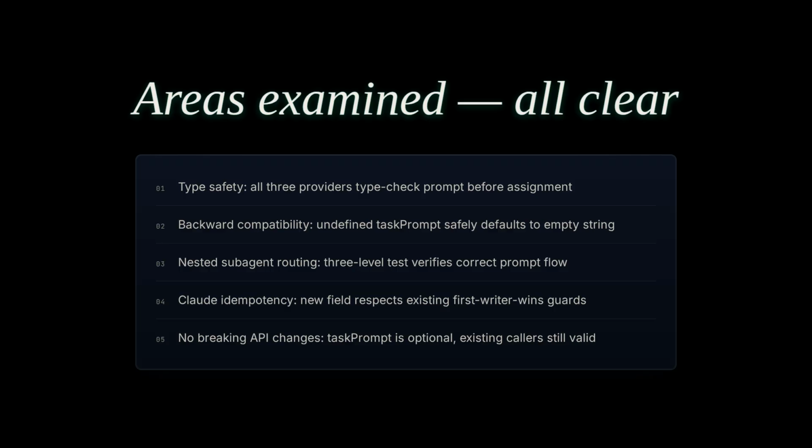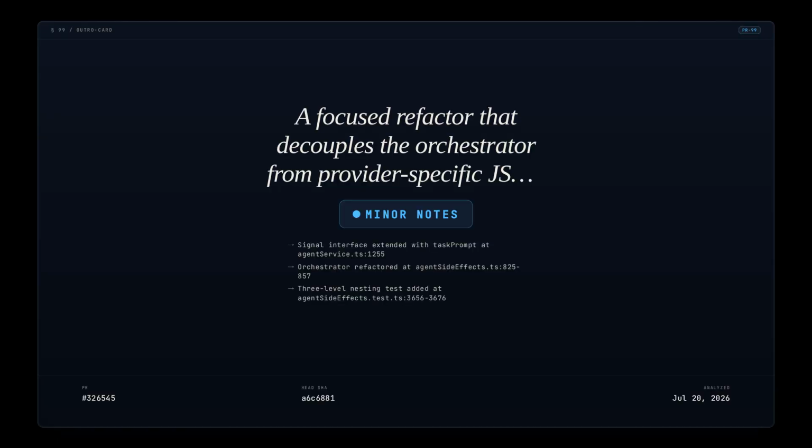That's pull request 326545. A focused refactor that decouples the orchestrator from provider-specific JSON parsing by having each agent provider supply the subagent task prompt directly on a signal field. The signal interface is extended, the orchestrator is simplified, and the tests verify the new flow works through 3 levels of nesting: clean, provider agnostic, and backward compatible.